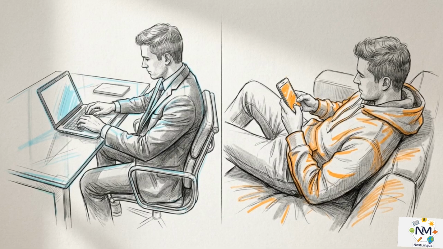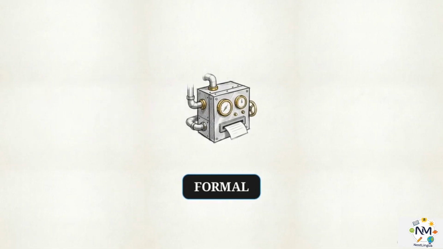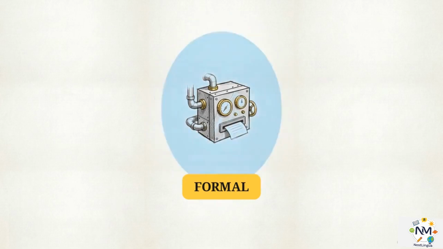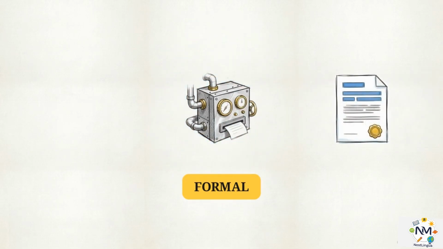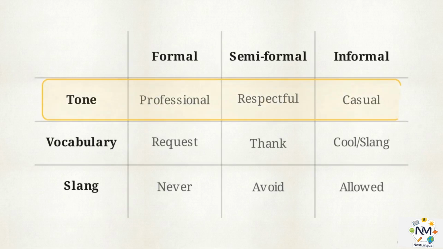Identifying formal and informal language is only the first step. To communicate effectively, you must be able to actively move a text from one style to another, adjusting the tone to fit your reader. This chart shows variables to adjust.